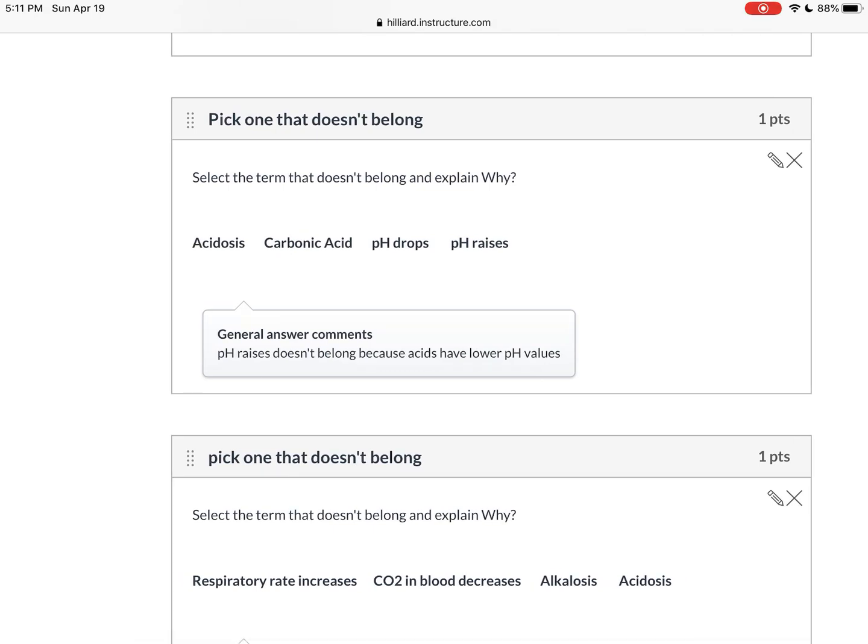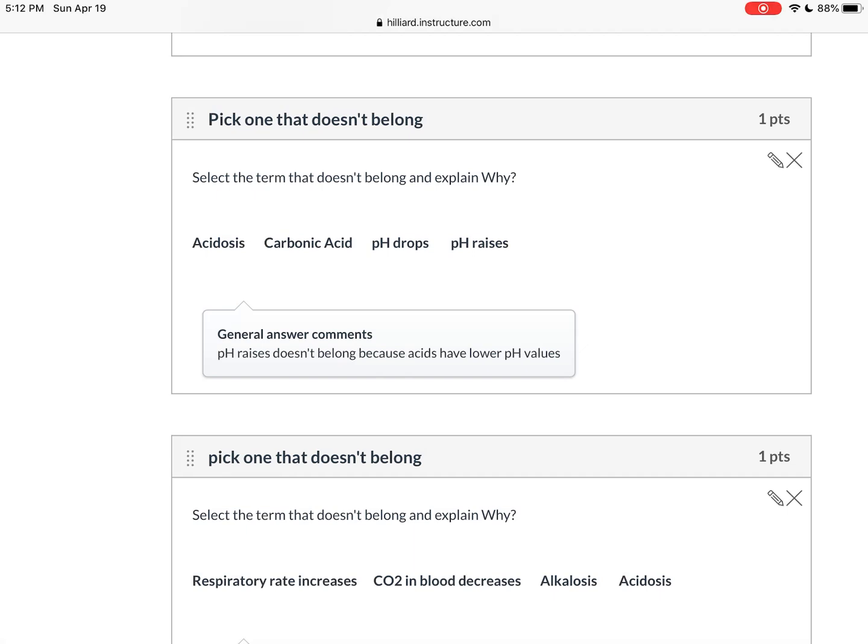Let's pick one that doesn't belong. I do give descriptions of those and why they don't belong. Let's talk a little bit about what some of these terms mean, though. Acidosis means that obviously the blood is becoming more acidic. Carbonic acid is formed from the combination of carbon dioxide and water. So if you add CO2 to the blood, it becomes more acidic because it's forming carbonic acid.